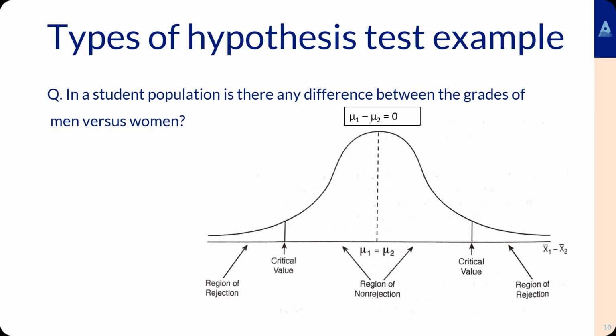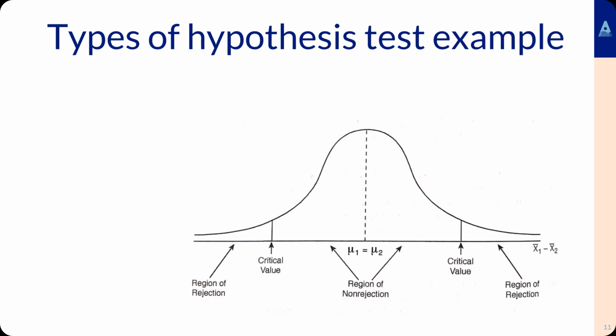In the center, we have the region of non-rejection, which means we don't reject the null hypothesis if the data is close enough to the center. And if it's out on the far right-hand side or the far left-hand side, we reject the null hypothesis. Because on the far right, mu1 is much greater than mu2, and on the far left, mu1 is much less than mu2. So how does this data fit into our types of hypothesis tests?